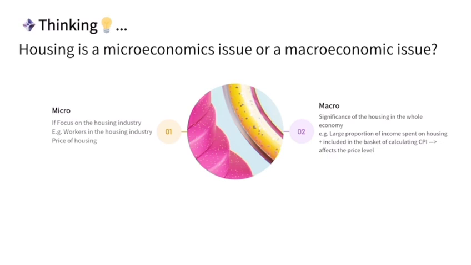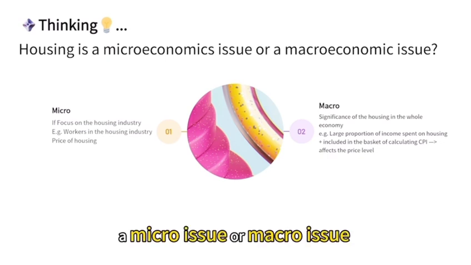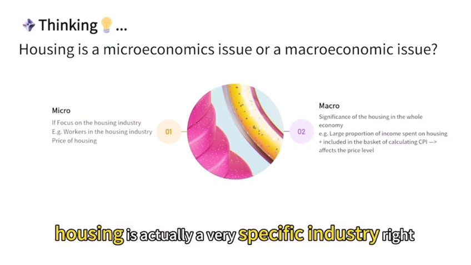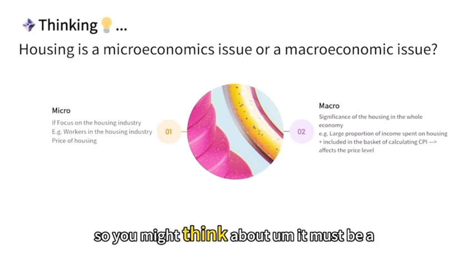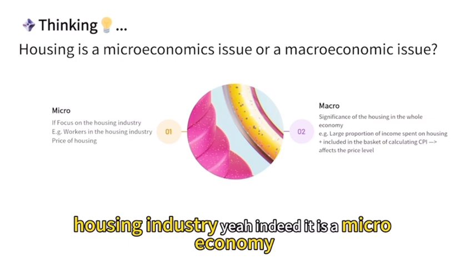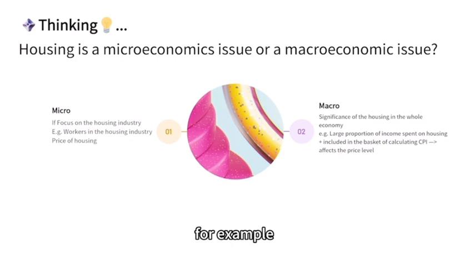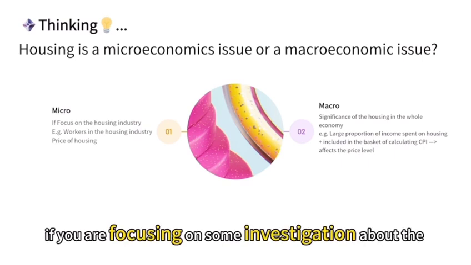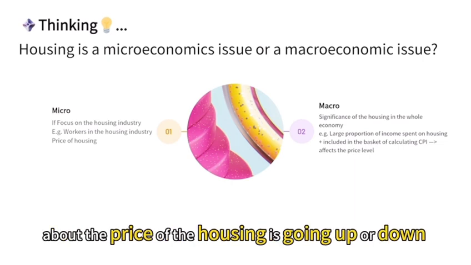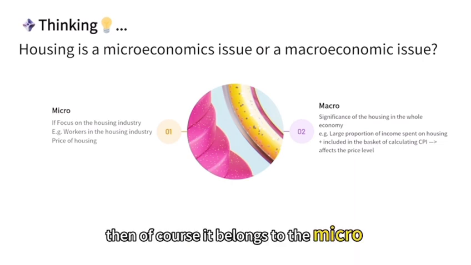Here's a thinking question. Is housing a micro issue or a macro issue? Actually, everything has two sides, right? Housing is a very specific industry, so you might think it must be a micro issue. And if you're just focusing on the housing industry, indeed, it is a microeconomic issue. For example, if you are investigating the workers in the housing industry, their wages, or whether the price of housing is going up or down, then of course, it belongs to micro.